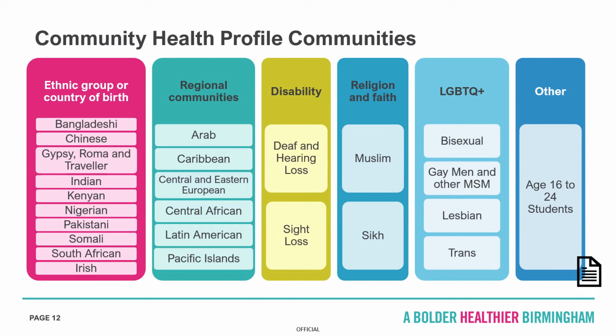So far, we have created 25 different community health profile reports spanning 6 particular topic areas, including ethnic group or country of birth, regional communities for where multiple countries are included, such as Caribbean islands, communities with a disability, communities of different religion and faith, LGBTQ+ communities, and other communities, which typically looks at communities of experience.